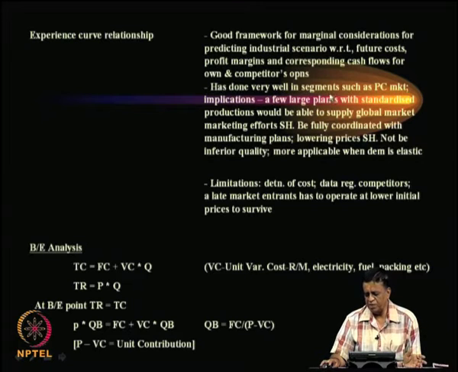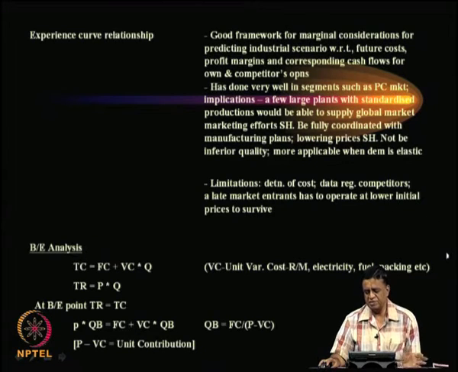A few large plants with standalone production would be able to supply global marketing efforts, which should be fully coordinated with manufacturing plants. Lowering prices should not be with inferior quality. It is then more applicable when demand is elastic.